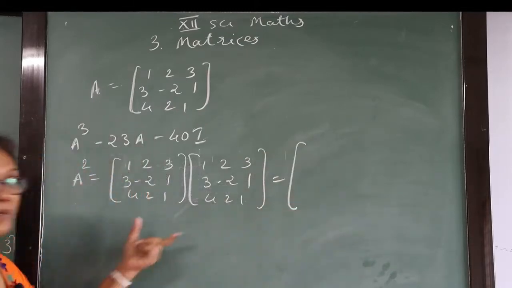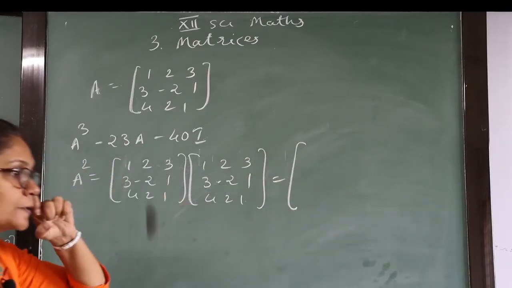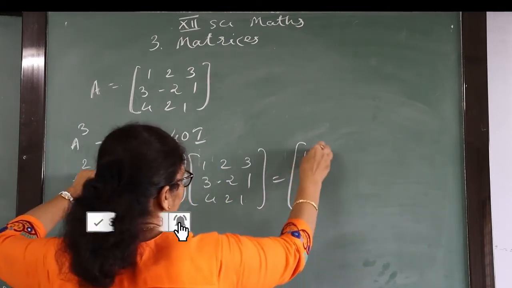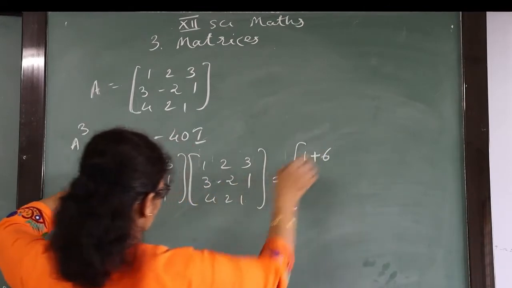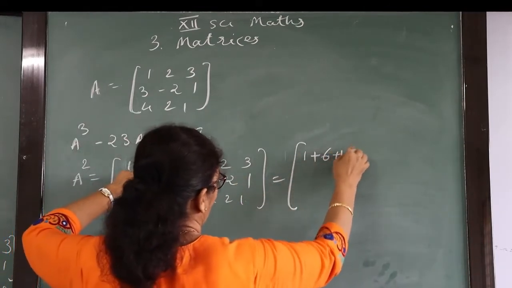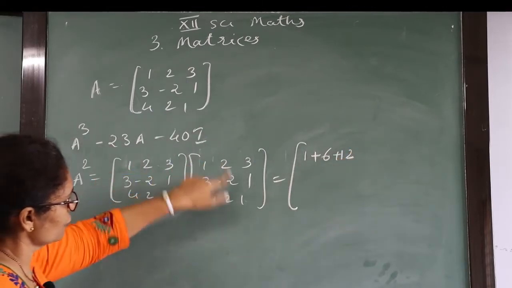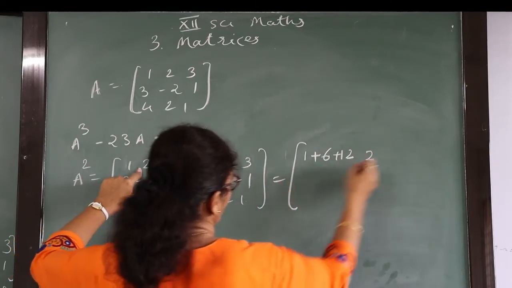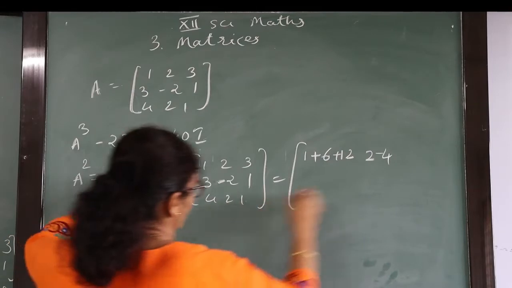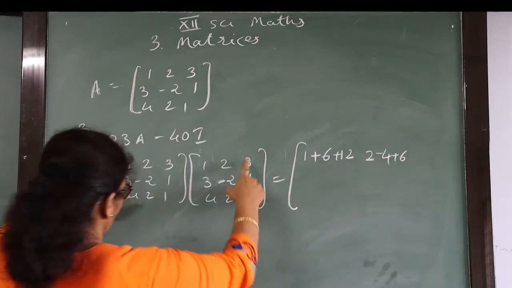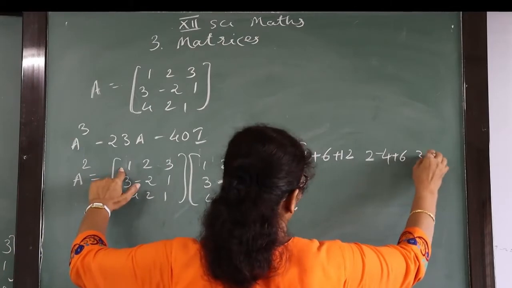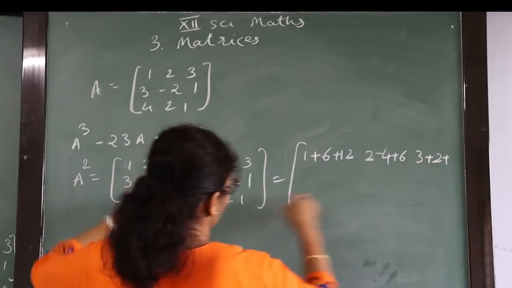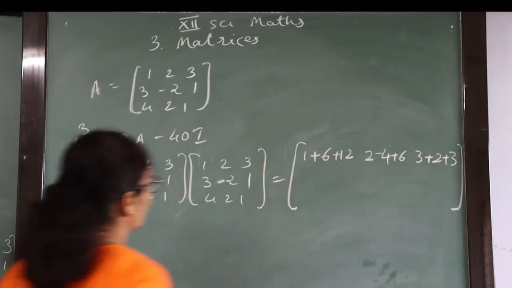We have made a lot of practice of this multiplication, so now we will solve it directly. First row with first column: 1 1s are 1, plus 3 2s are 6, plus 4 3s are 12. First element complete. Now first row, second column: 2 1s are 2, 2 2s are, with the minus sign, minus 4, and 3 2s are 6. Same way third: 3 1s are 3, plus 2 1s are 2, plus 3 1s are 3. That way we have completed our first row.